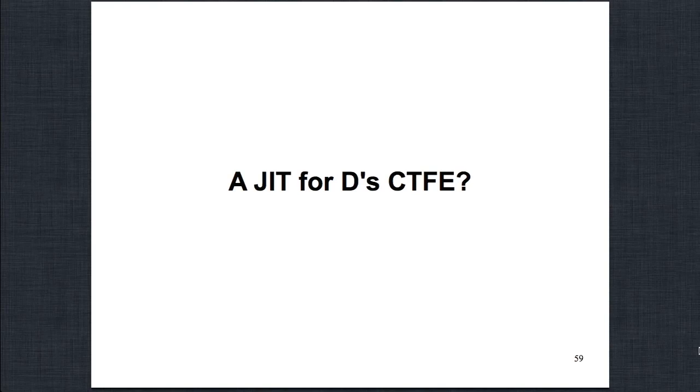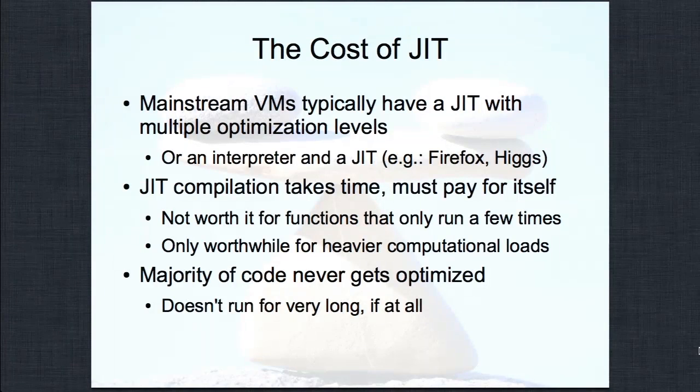Okay, so JIT compilations for these CTFE. As I mentioned earlier, JIT compilation has a cost. And so what mainstream VMs typically have is they have a JIT with multiple optimization levels. Or in the case of Firefox and Higgs, an interpreter and a separate JIT compiler.